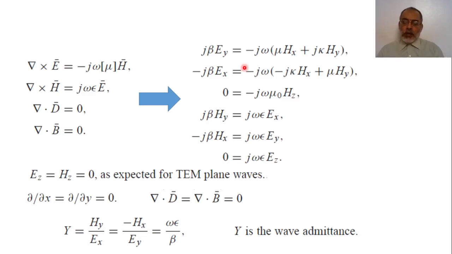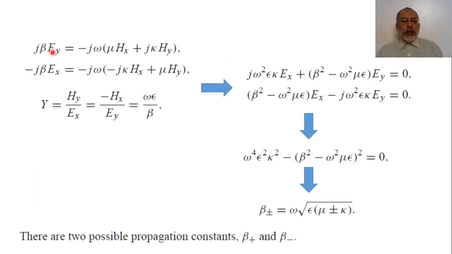This is our plan. As I said, we have the first 2 equations, Ey as a function of Hx and Hy, and Ex as a function of Hx and Hy. We are going to replace Hy by omega epsilon over beta multiplied by Ex. And we are going to replace Hx by minus omega epsilon over beta multiplied by Ey. And we put the equivalent for Hx and Hy here. From this, we can obtain an equation in terms of Ex and Ey only. This is the first equation.